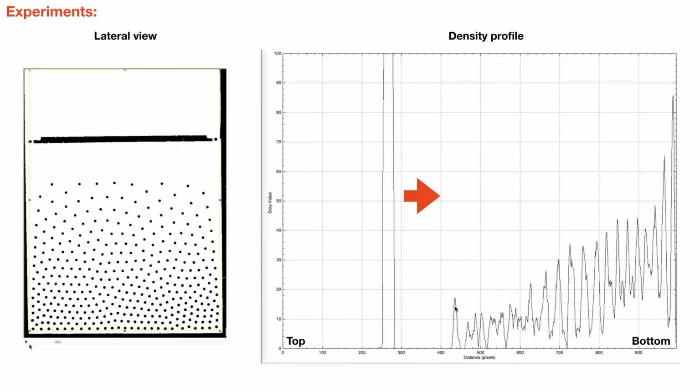So this means that there are particles here, there are no particles. So it's basically this line where there are particles, no particles, etc. And you can see this oscillation. This is the reason why you observe the oscillations, because the particles are not touching between them.